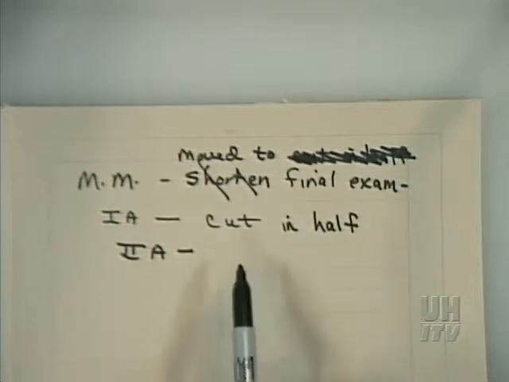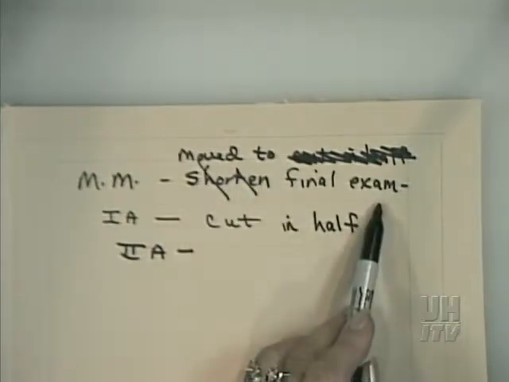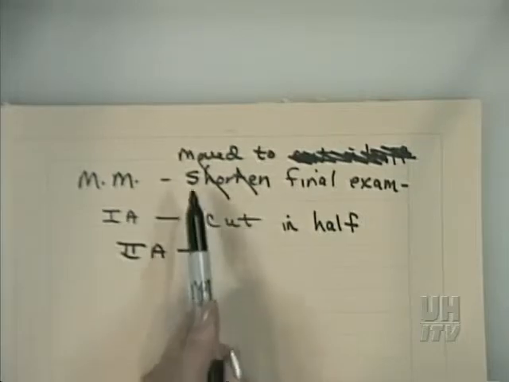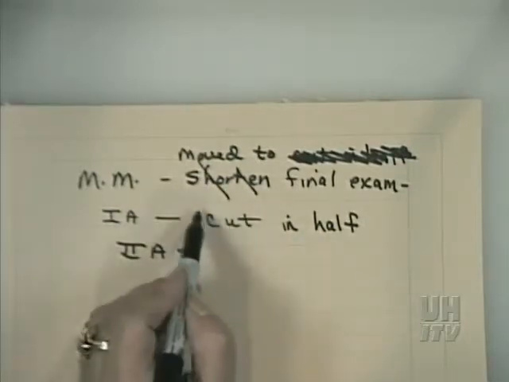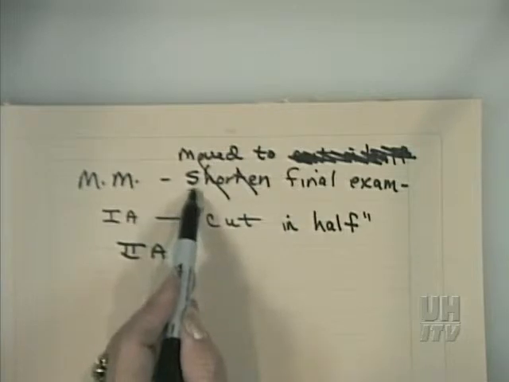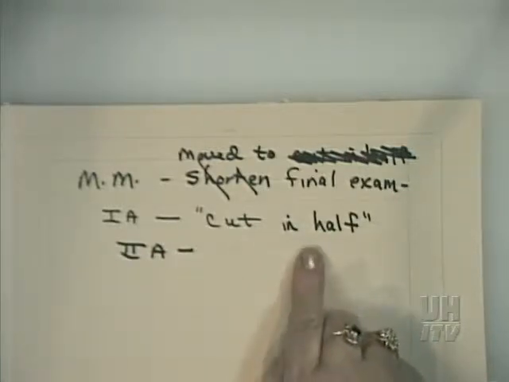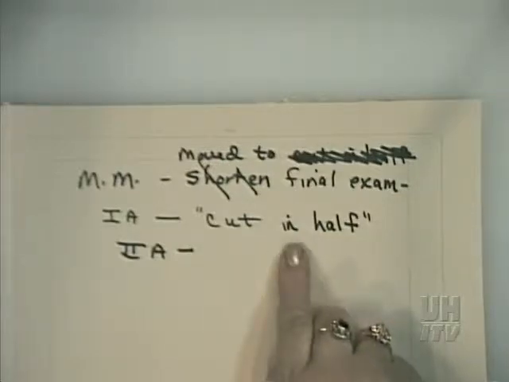Okay, the main motion was move to shorten the final exam. The primary amendment was strike out shorten and insert. So it's a motion to strike and insert. Okay, the only thing pending right now is cut in half. So you may strike or add. You can alter the primary amendment. Okay, Michael? Would it, you move to strike, cut in half, and insert a cut in a fourth?